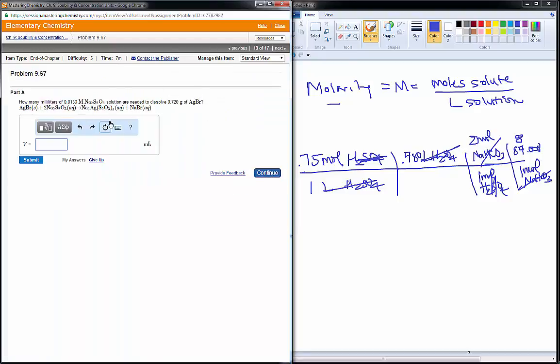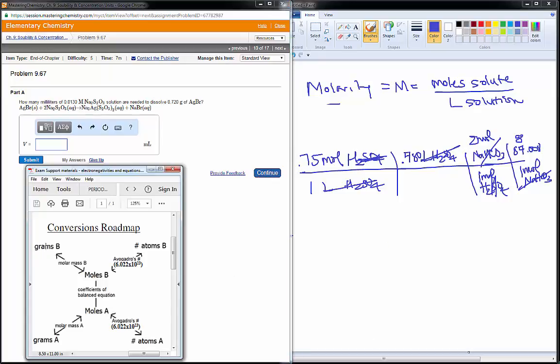This is the same kind of story, but instead of starting with molarity and going to grams, I'm going to start with grams and then move towards molarity and then use that to solve for milliliters. Okay, so if I'm looking at my roadmap, I might say I'm going to start with grams of A. We'll make silver bromide A. I could use the molar mass to determine the moles of silver bromide and the coefficients to determine the moles of my Na2S2O3. Once I know the moles of the Na2S2O3, I can use the number of moles per liter to determine how many milliliters that is.